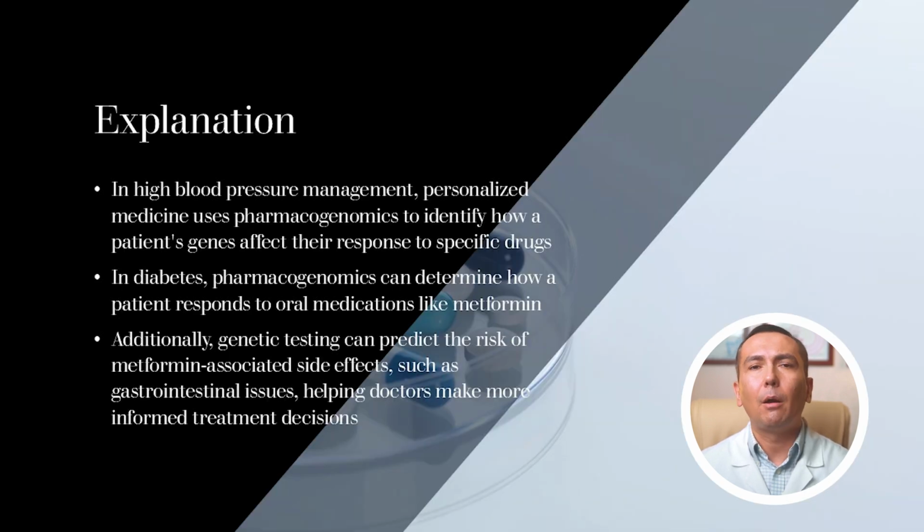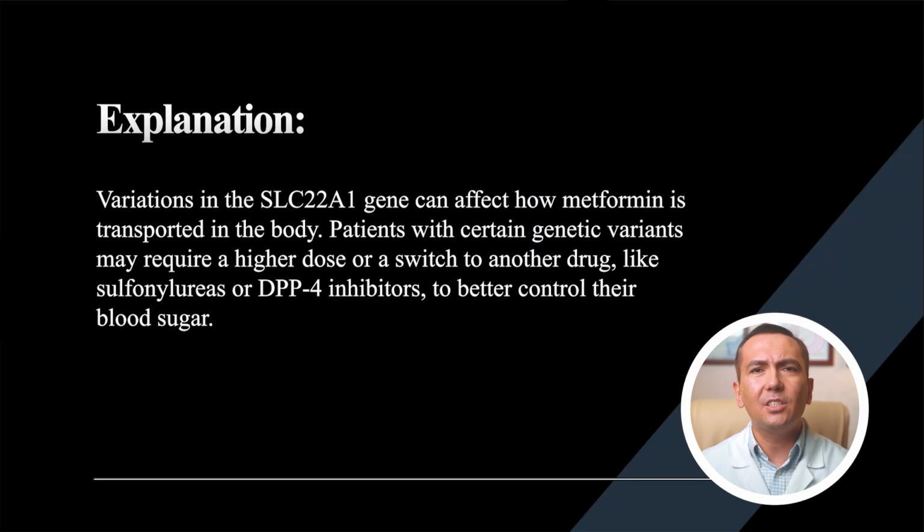In diabetes, pharmacogenomics can determine how a patient responds to an oral medication like metformin. For instance, variations in the SLC22A1 gene can affect how metformin is transported in the body. Patients with certain genetic variants may require a higher dose or a switch to another drug like sulfonylureas or DPP-4 inhibitors to better control their blood sugar.